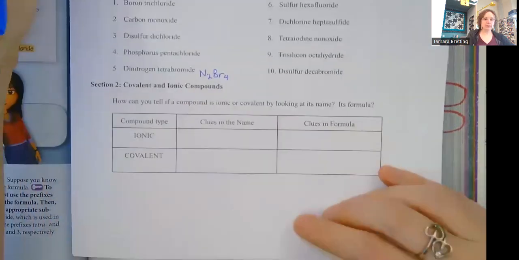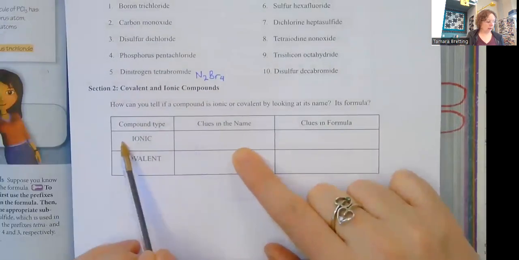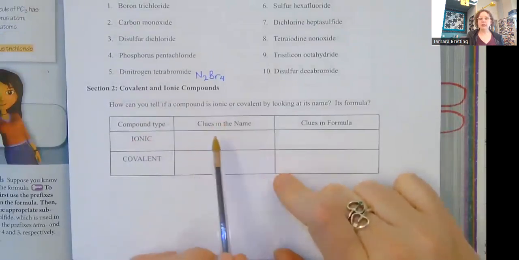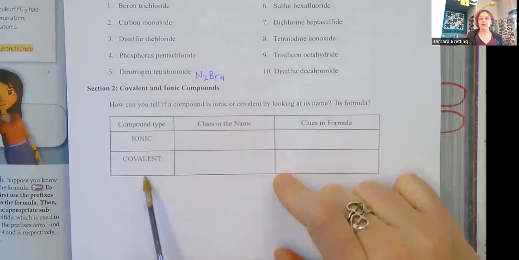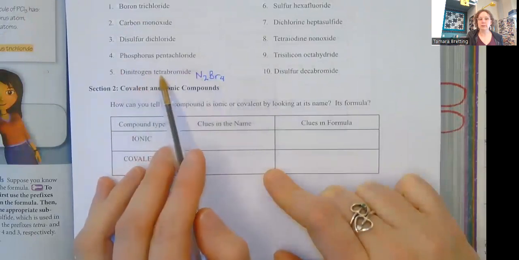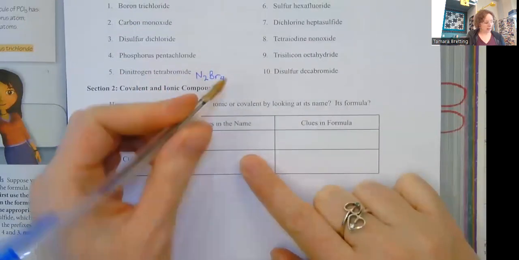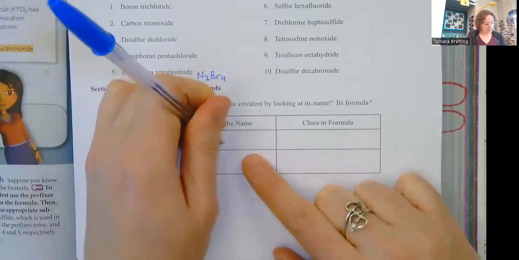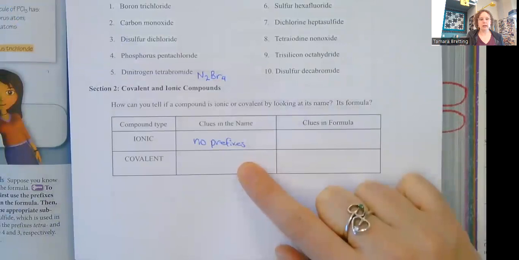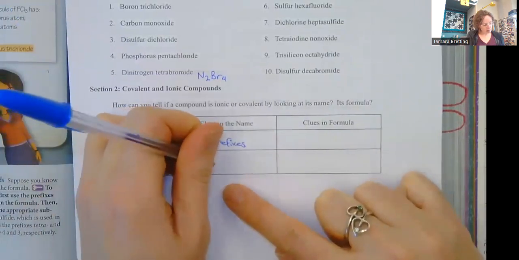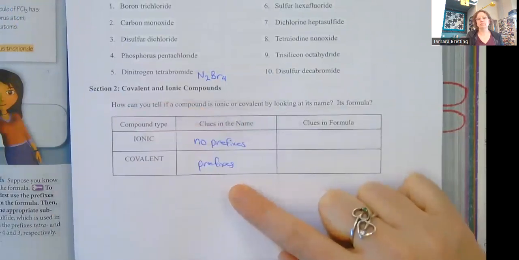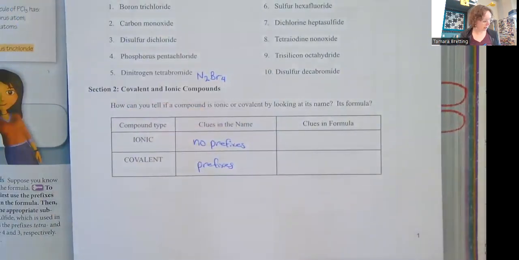Okay, this is the piece I really wanted to do with you guys. So ionic, if we're looking for clues and we just have the name of a compound, we can look for clues in that name to tell us whether it's ionic or covalent. And the easiest clue has to do with all these prefixes that we see up here. Ionic compounds have no prefixes. That's the easiest way. If you're looking at its name, no prefixes means it's ionic, and prefixes means it's covalent. There's other ways, but that's the easiest one, okay?